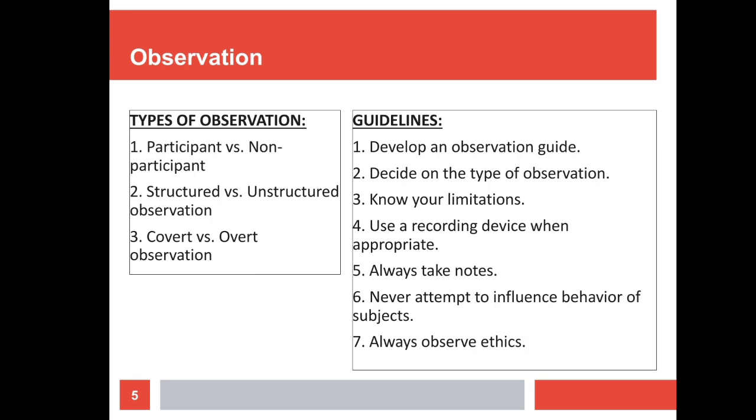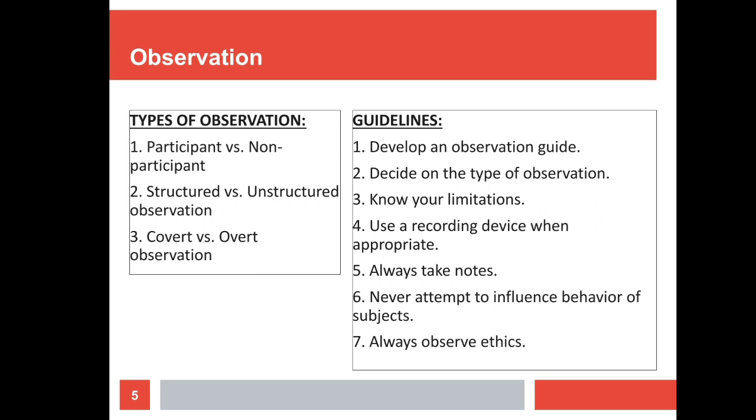Number four, use a recording device when appropriate. Like I said with the interview, if it's a participant type of observation, ask or inform your subjects at least that you are documenting or recording. If it is a non-participant type, then you don't need to tell them that you're recording, actually. Also, always take notes. What if, for example, in the middle of recording, the battery of your recording device ran out, rendering you almost helpless? I say almost helpless because you still need to document, so you take notes.